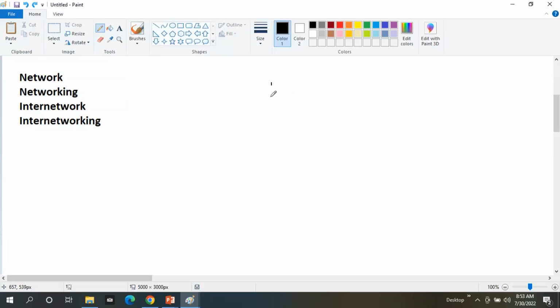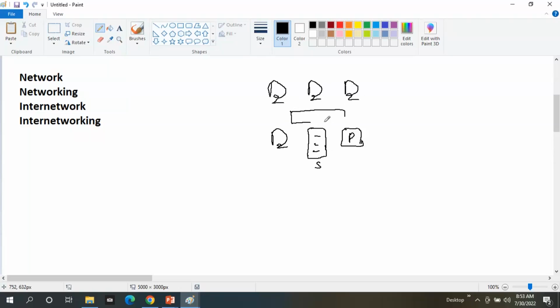Let me make one small diagram here. Device 1, device 2, device 3, device 4, and one storage, which can be a server or printer. All these devices are interconnected, meaning all devices are connected together through one centralized device. So this we call a network. Interconnection of two or more devices is called a network.